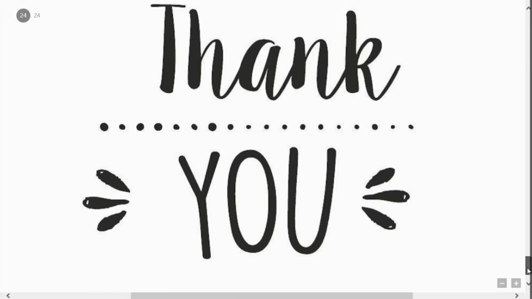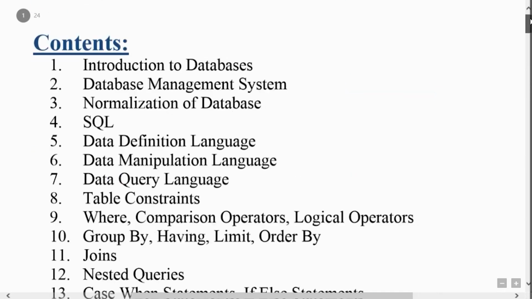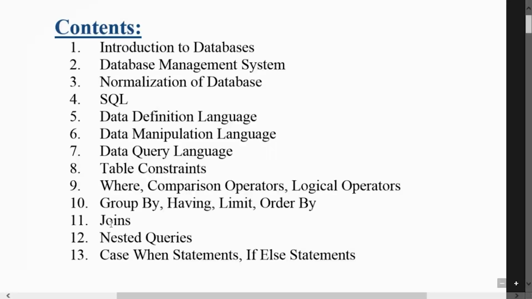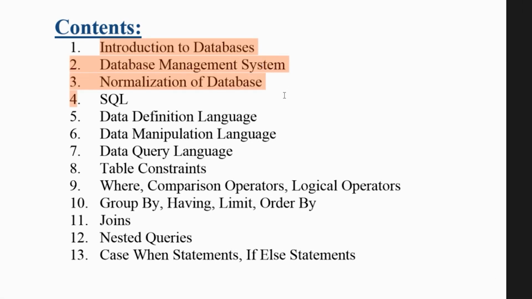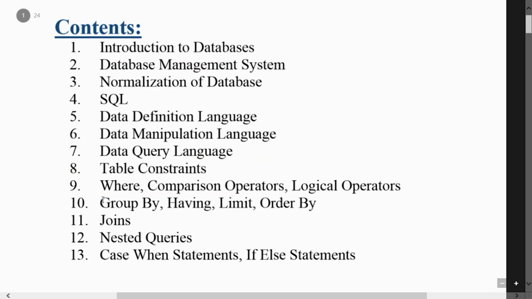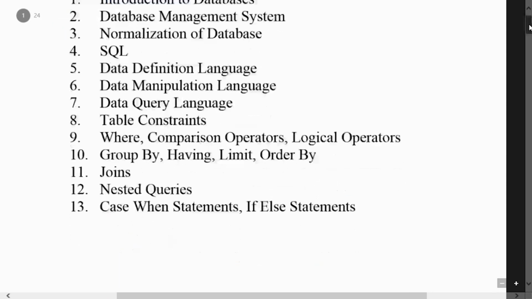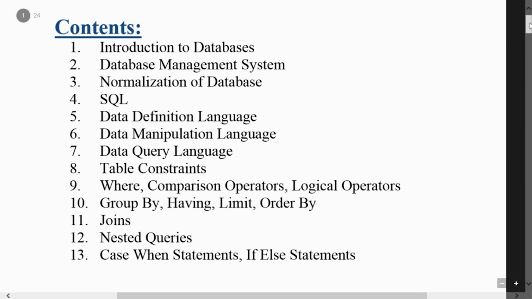Okay, so we have come to an end of this crash course. In this crash course, we covered the basic and intermediate topics of SQL. We have covered 13 topics overall, starting from introduction to databases, data management system, normalization, SQL, DDL, DML, DQL, then the table constraints, then where, comparison operators, logical operators, group by, having, limit, order by, and the joins, then the nested queries, case when statements, and if else statements.